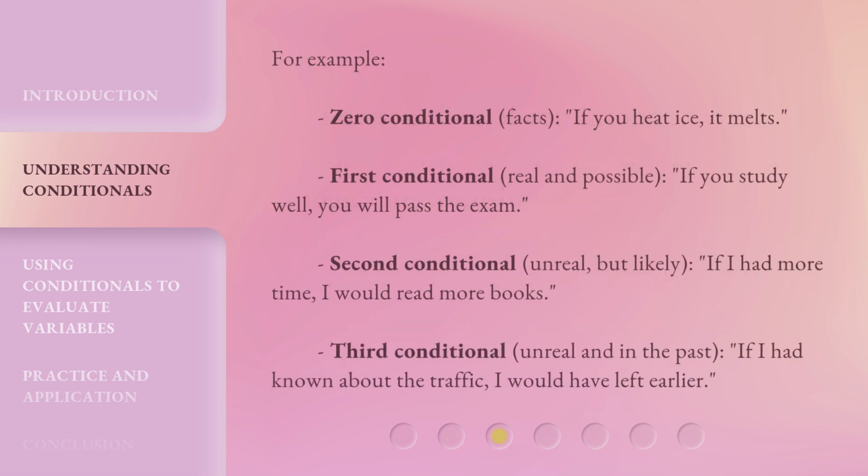For example, zero conditional, facts: if you heat ice, it melts. First conditional, real and possible: if you study well, you will pass the exam. Second conditional, unreal, but likely: if I had more time, I would read more books. Third conditional, unreal and in the past: if I had known about the traffic, I would have left earlier.